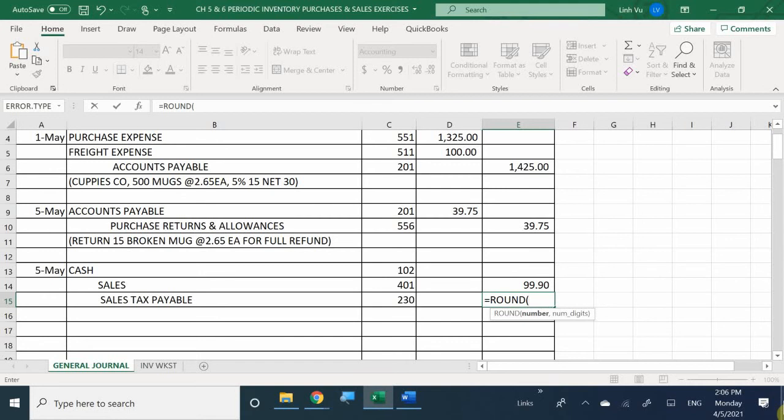Yes. Equal round. Yes. So I'm going to take my $9.99, multiply it by my 8.25%.